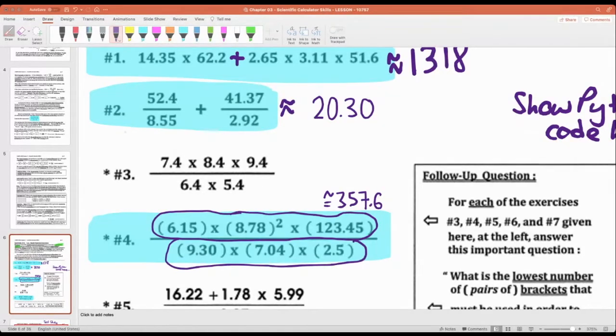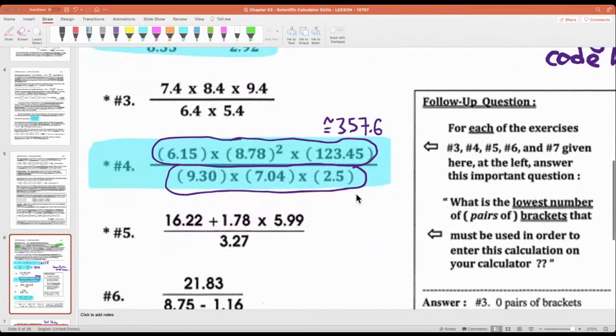Okay, you don't need a fraction button on your calculator. You don't actually need a fraction button to do this question. What I'm saying is, you see these two bubbles here? We have the top one and the bottom one.